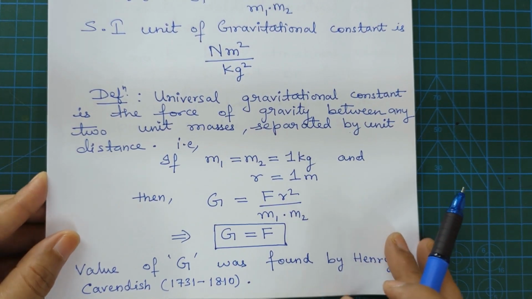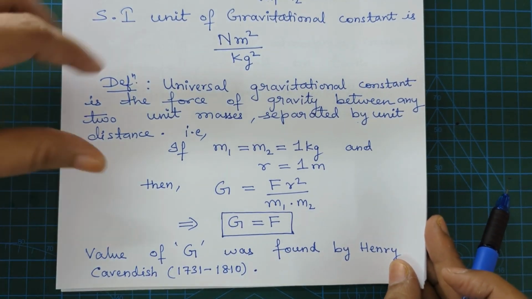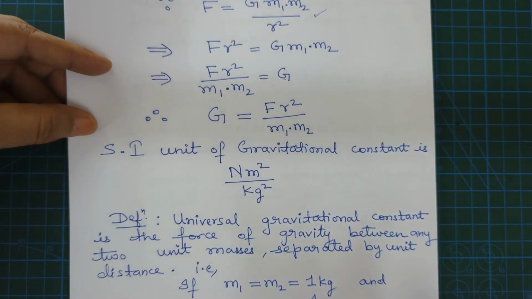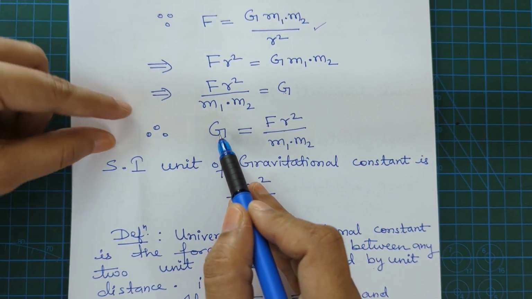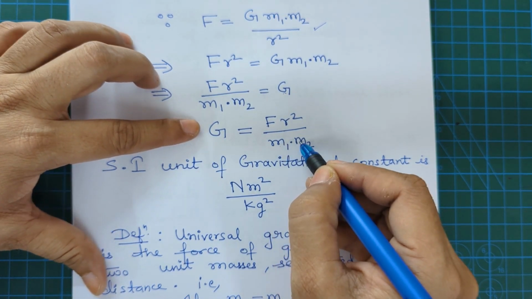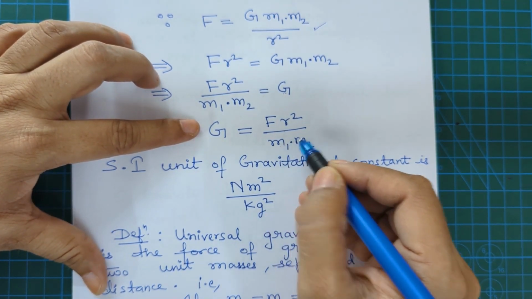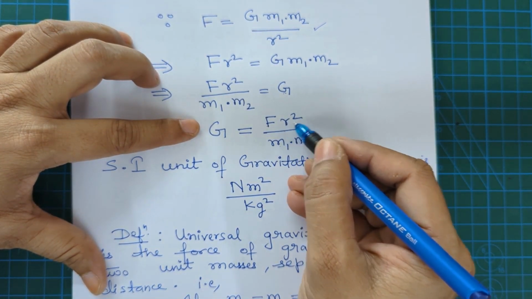Now let us define the universal gravitational constant. How to define? For defining, we have to do minor changes in this formula. We want to know the definition of G. So if we take some unit masses, that means the masses are 1 gram or 1 kilogram or 1 unit of mass separated by 1 unit of distance.